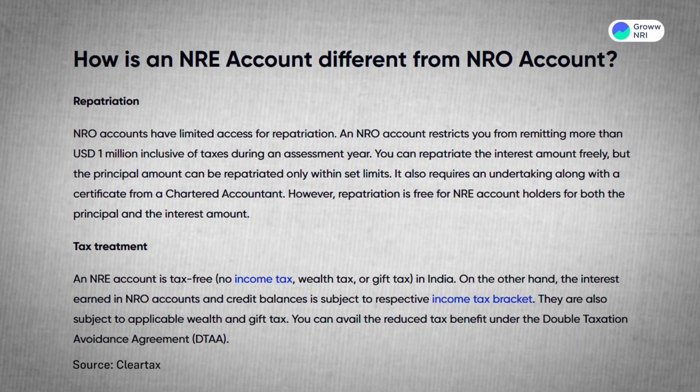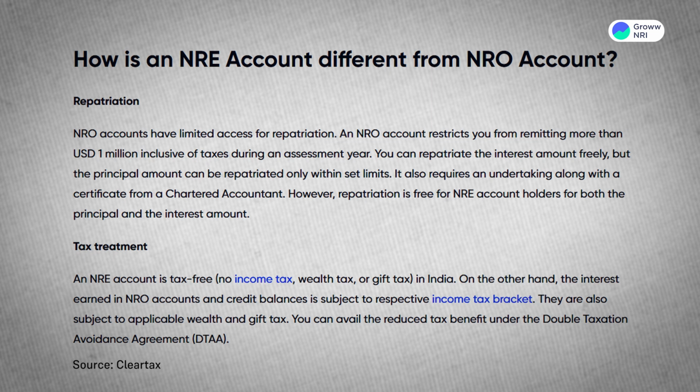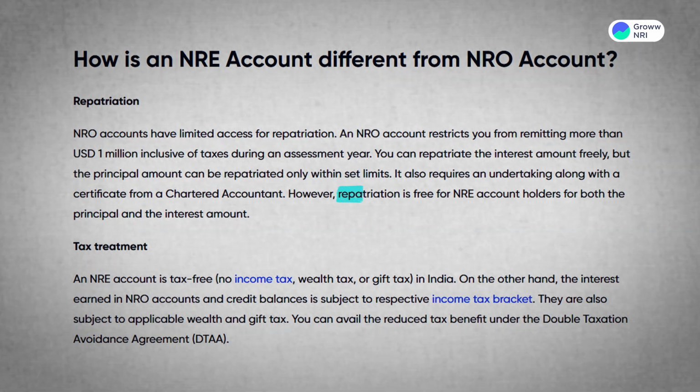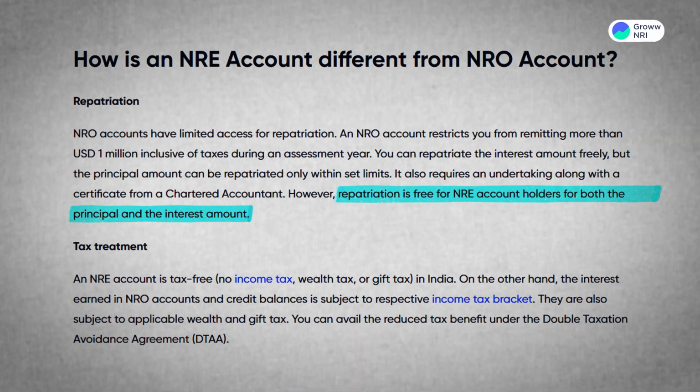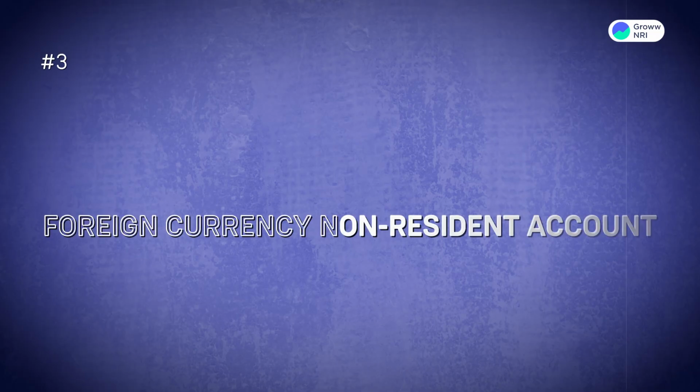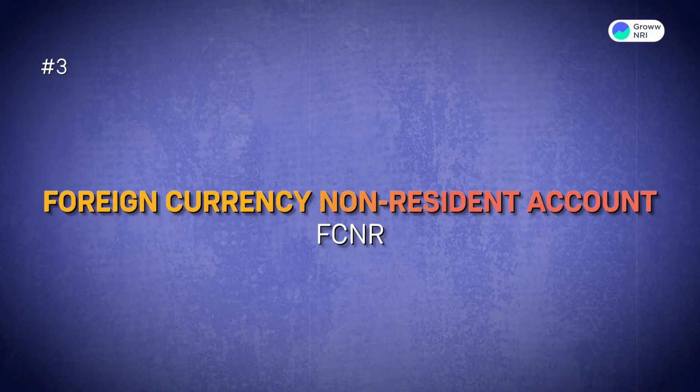Besides this, you must also submit an undertaking and a certificate from a chartered accountant. On the contrary, NRE accounts allow NRIs to repatriate the principal amount and the interest freely. Third is the foreign currency non-resident account or FCNR. If you want to open and hold a fixed deposit in a foreign currency, you must opt for the FCNR account. The returns you earn are not taxable and allow repatriation of interest and principal amount without restriction.